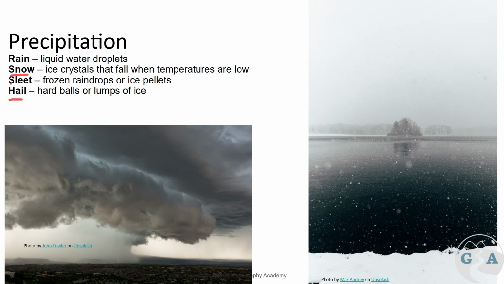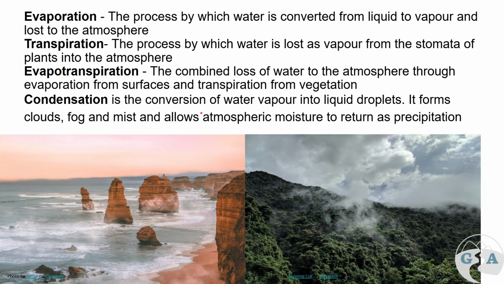Same can actually happen with sleet and hail as well. So those would be inputs into the system. That's how water gets into the drainage basin.